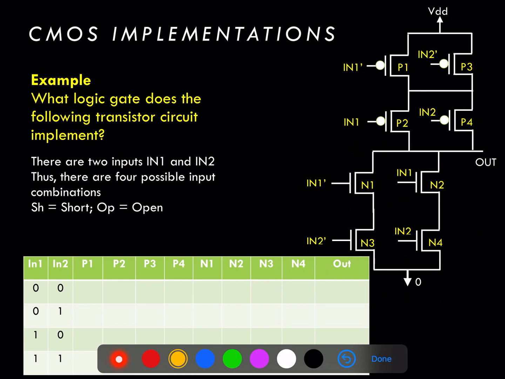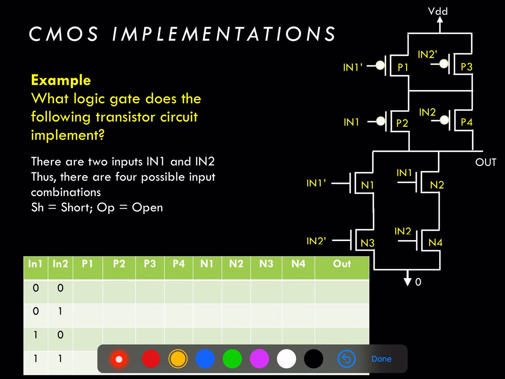Let's take a look at one more example here. Here's an 8-transistor CMOS circuit, and let's see what kind of function we get out of this circuit. So we do the same thing that we've done on previous slides, go through each transistor one by one to see if it's modeled as a short circuit or an open circuit.